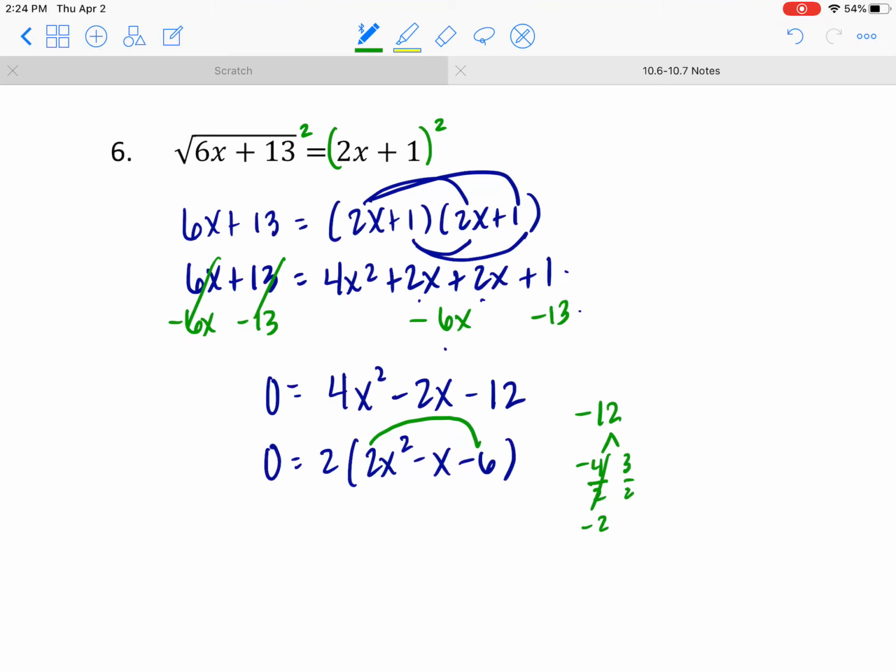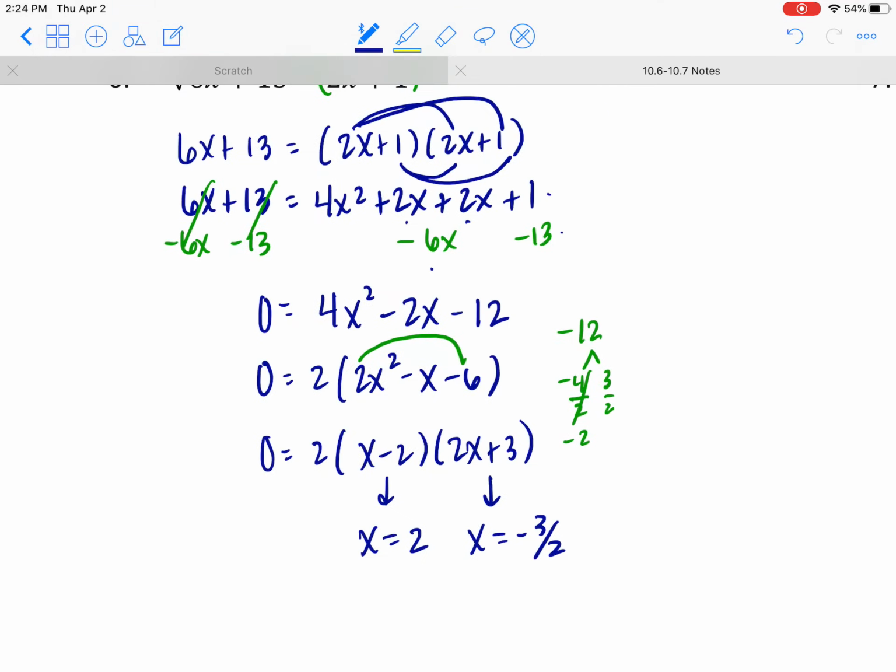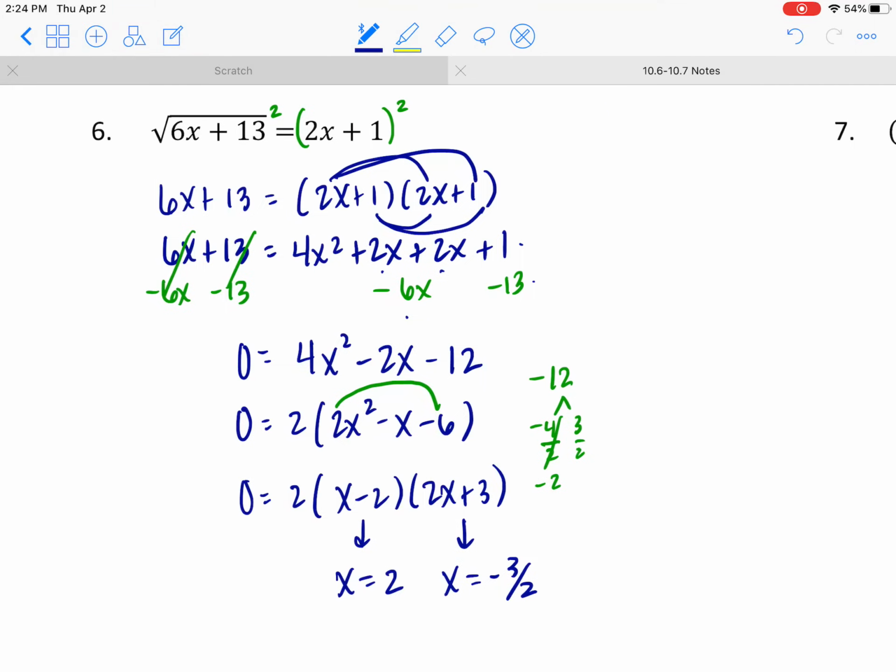And then using bottoms up here, let's see, negative 12. Factors that make negative 1 would be negative 4 and 3. Dividing those by 2 means this becomes 2 times x minus 2 and 2x plus 3. So then we get two solutions. This tells us x equals 2 is a solution, and this tells us x equals negative 3 halves is a solution.